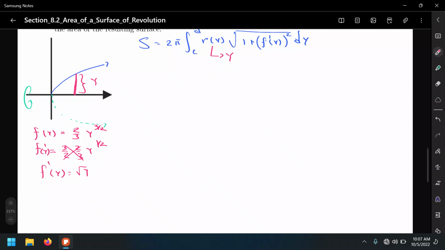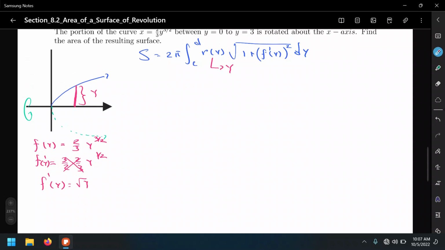So coming back to the integral here, that's going to be 2 pi, the integral from 0 to 3, y square root of 1 plus the square root of y, squared, with respect to y. So that's our integral to evaluate.